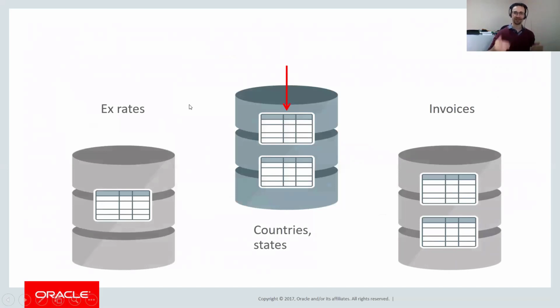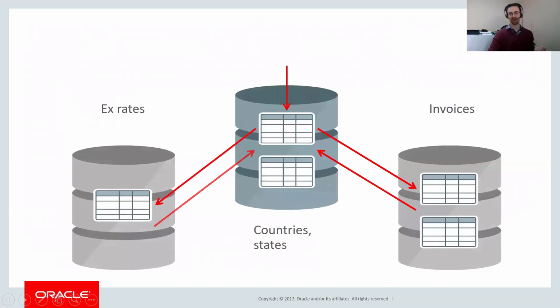So by default, this is the master. This is the one that joins all the other data together. So it joins its own tables, then it's going to make a call out to the invoice database, get that information back, join that in, do that a couple of times, and it's got to make a call out to the exchange rate database, pull that information back out as well.